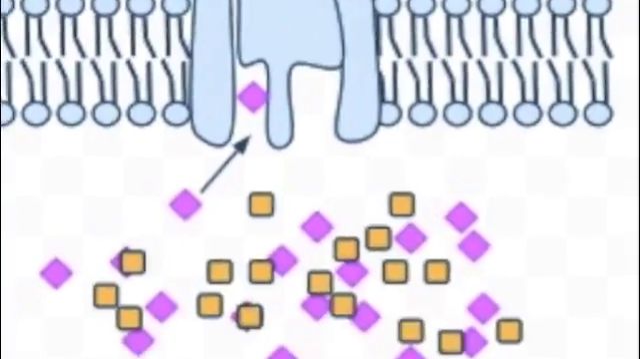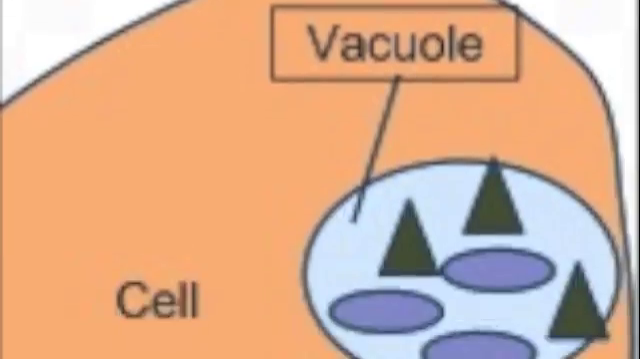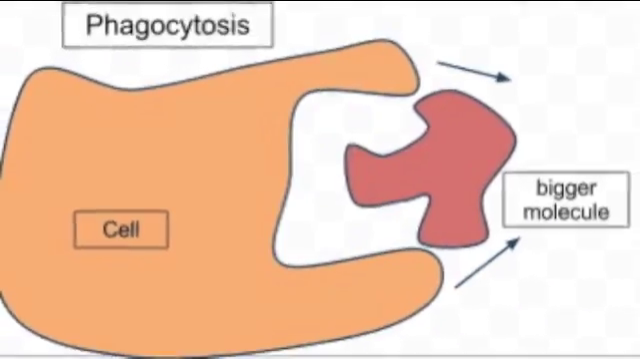Active transport is the movement of molecules using ATP for the cell to consume the molecules or let the molecules out of the cell.